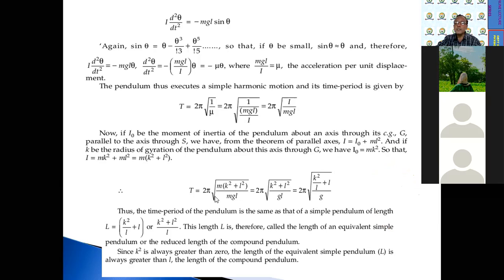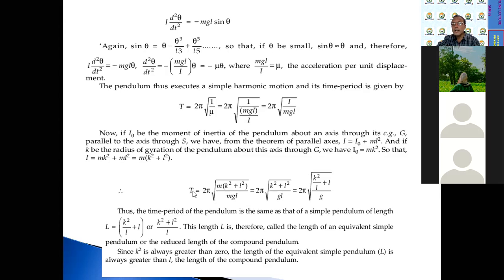And therefore T is equal to 2 pi under root m(k square plus l square) upon mgl. This is the required expression for the time period of the compound pendulum, isn't it? Therefore, T is equal to 2 pi under root, the m cancels out, (k square plus l square) upon gl. Using this equation, is it possible for you to determine the value of g?